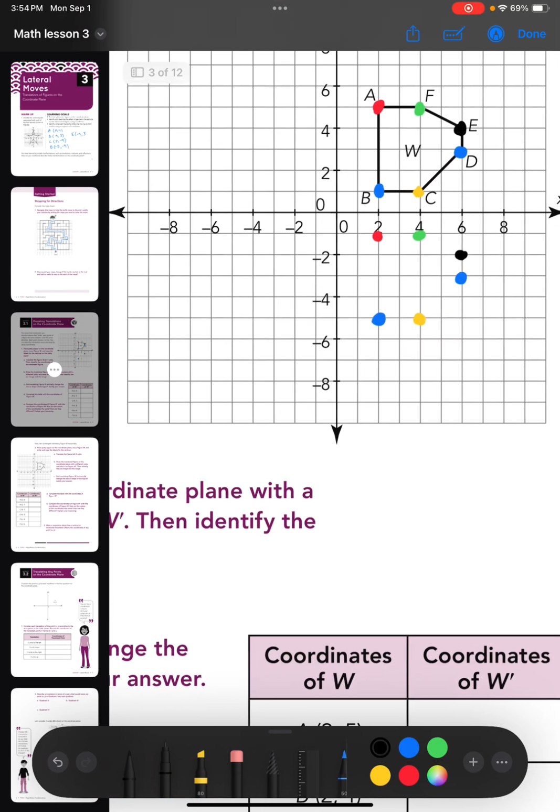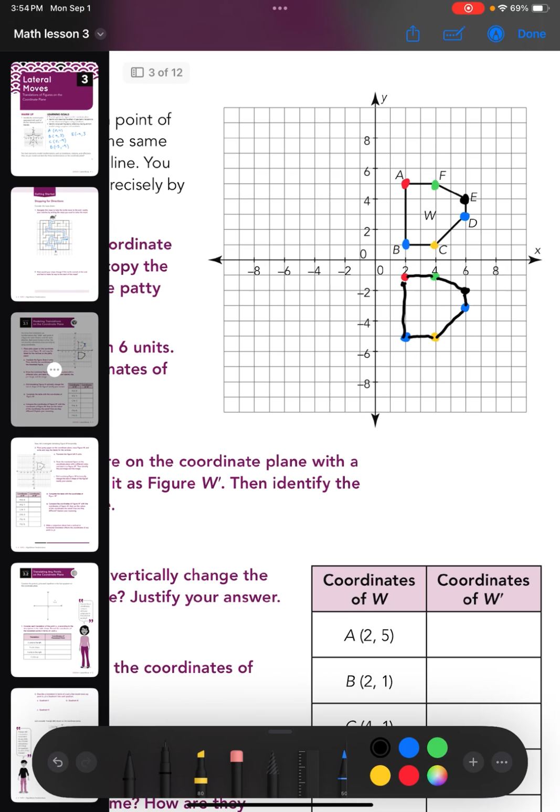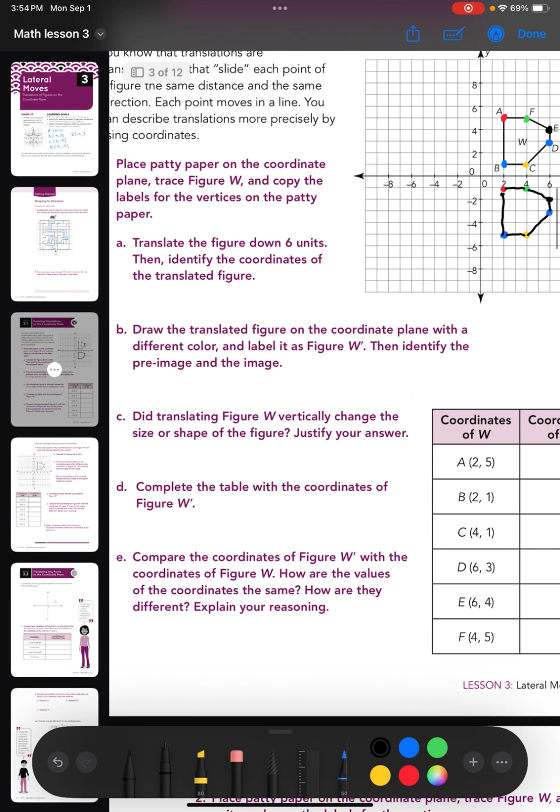So if I were to trace our figure now, see how good I can trace, it would look about like this. Closest to a straight line as I can draw there. All right, so we did part B, we drew the translated figure on the coordinate plane. Part C, did translating figure W vertically change the size or shape? No. It remains congruent. Remember, rigid motion transformations do not change congruency.